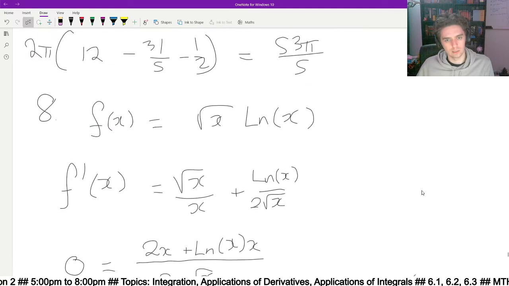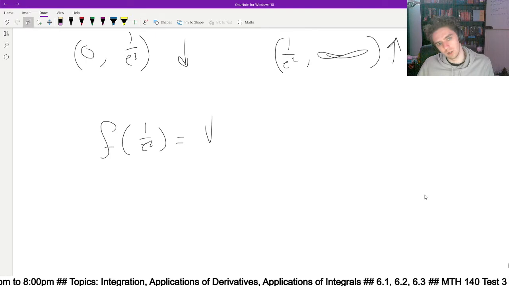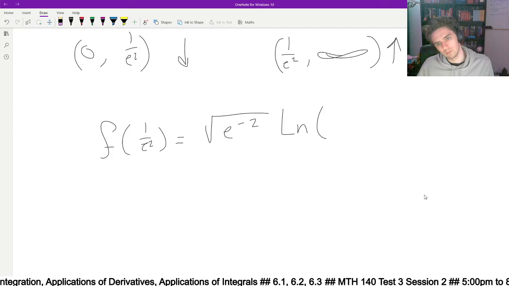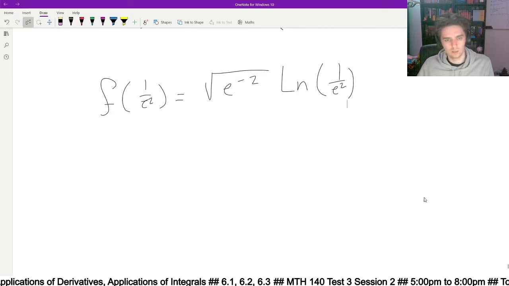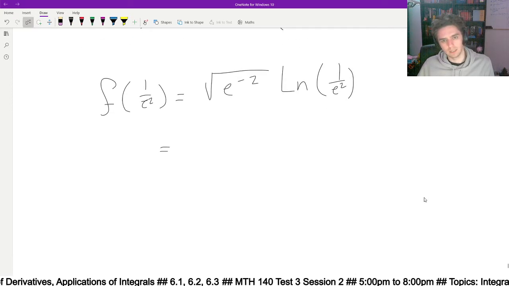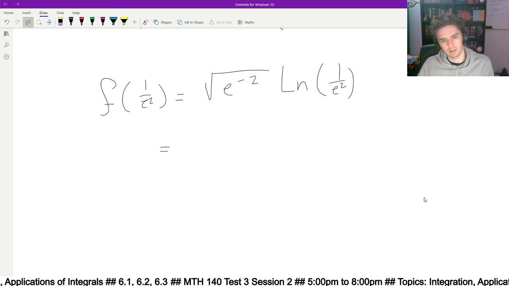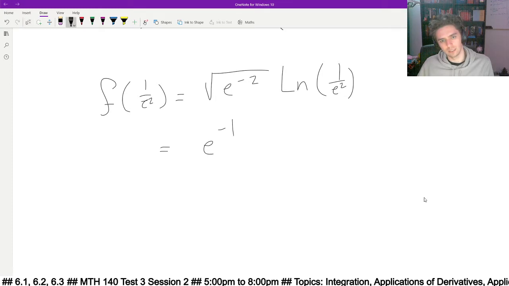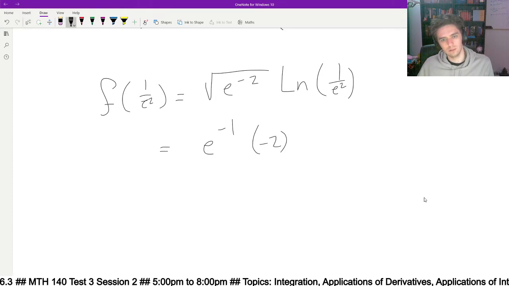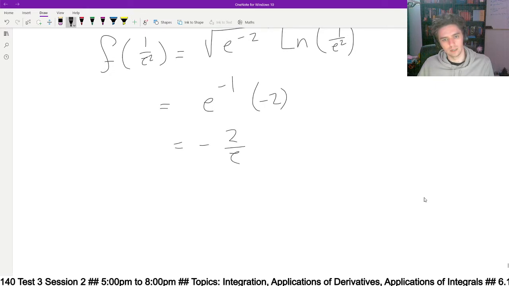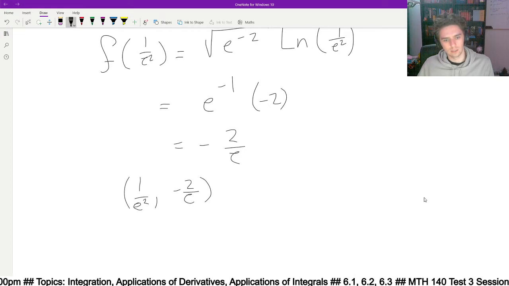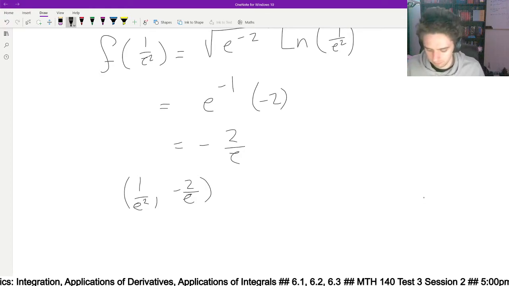So f is root x ln x. So it would be root e to the negative 2, ln of e to the negative 2, 1 over e squared. Let's just write it out. It'd be e to the negative 2 over 2, so e to the negative 1, and this would be negative 2. So this is equal to negative 2 over e. So 1 over e squared, negative 2 over e. Those are e's on the bottom.